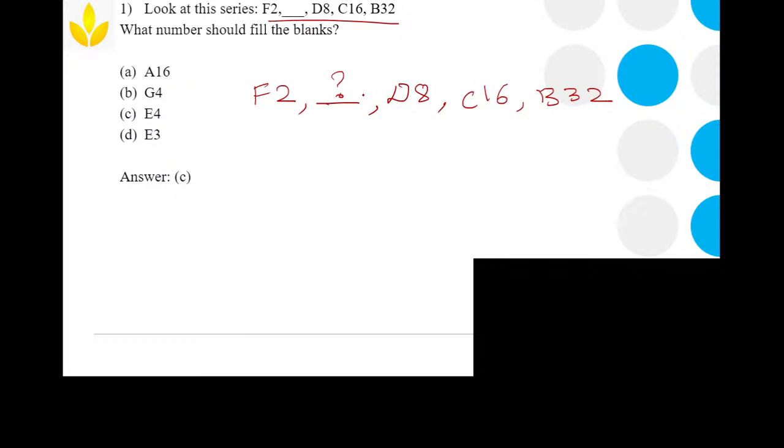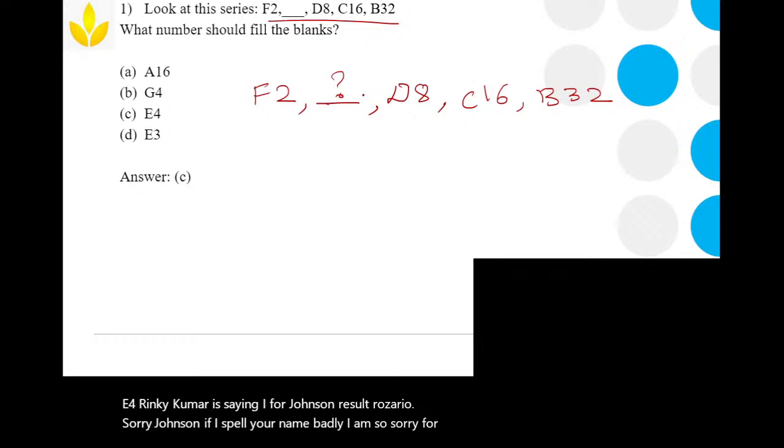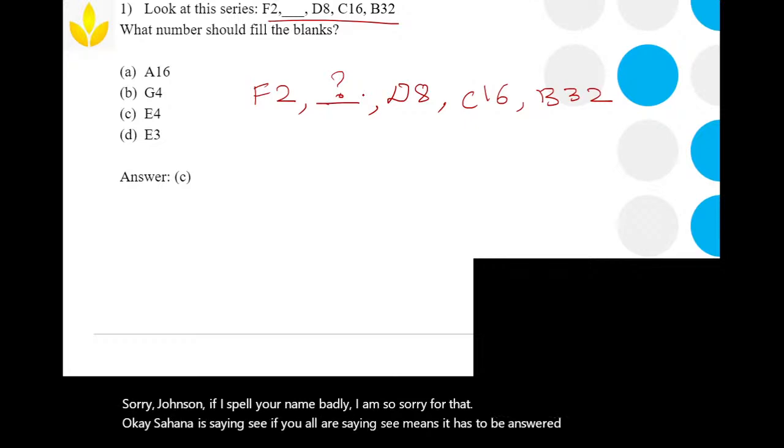Answer is B. Oh, great. Oh, so last option. Okay. What about this? E4. Rinki Kumari is saying E4. Johnson Rosario. Sorry, Johnson, if I spelled your name badly. I'm so sorry for that. Okay, Sahana is saying C. If you all are saying C, means it has to be the answer. Correct. E4. Is it easy, Pavitra?